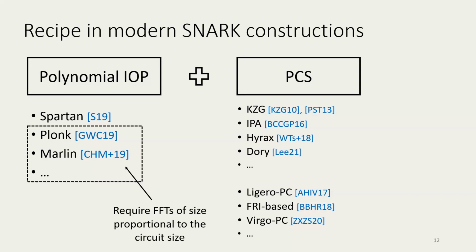Unfortunately, most of these polynomial IOPs require FFTs of size proportional to the circuit size. So if we start with any of them, we don't get a linear-time SNARK. There is Spartan, which provides a linear-time polynomial IOP. But if you look at existing PCS, they either require MSMs of size proportional to the polynomial size, or they require FFTs. So if we combine Spartan with any of them, we don't get a linear-time SNARK.